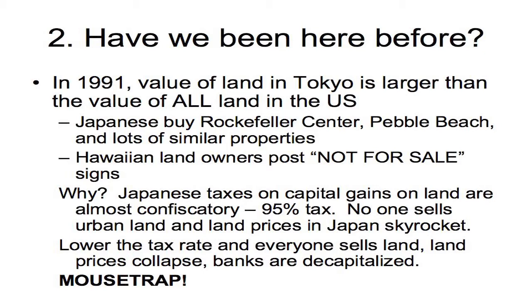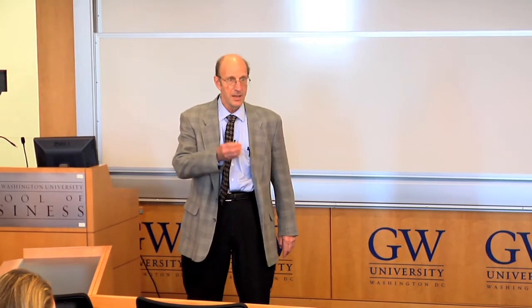Well, the Japanese realized this was a problem. What to do? Well, let's lower the tax rate. The problem is when they lowered the tax rate, what did everybody do with their land? They sold it, sure, even thinking this was temporary. They dumped all the land on the market. Land values crash. All the banks that had made loans based on those high land values, guess what happened to them? It wasn't pretty. Mousetrap. See, professional economists can see the relationship between a confiscatory tax on capital gains on land and mousetraps and a terrible financial collapse.